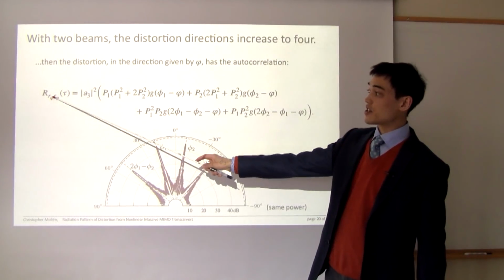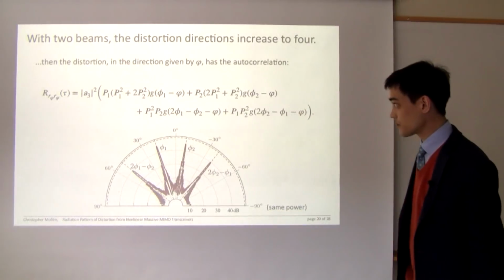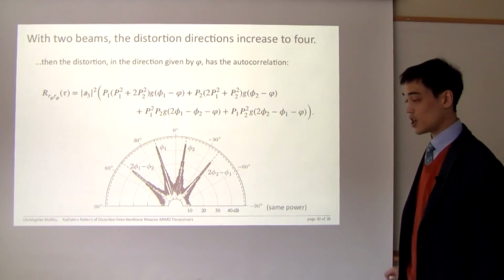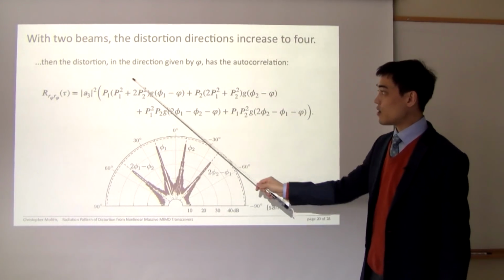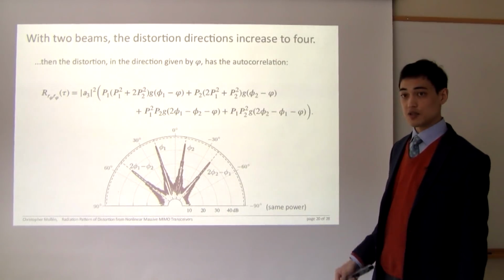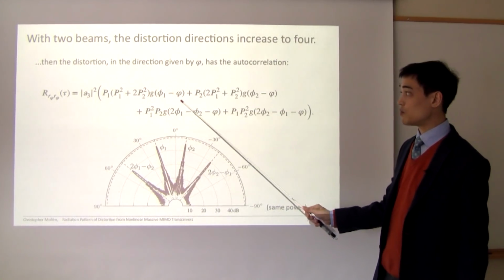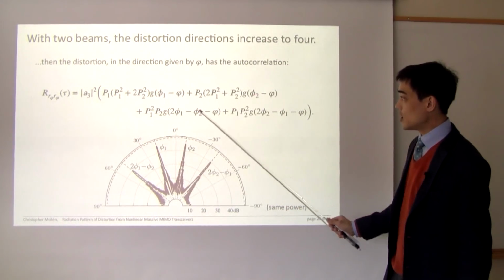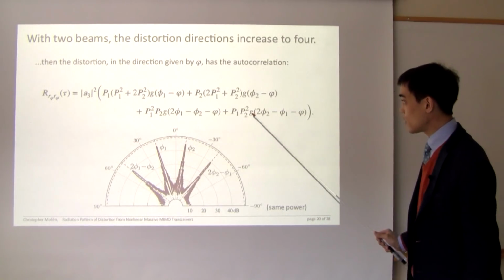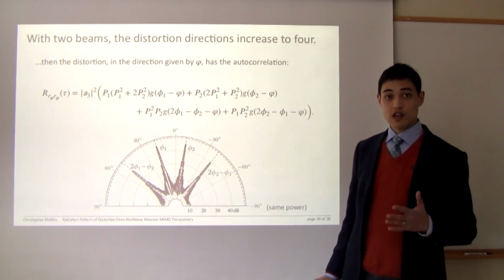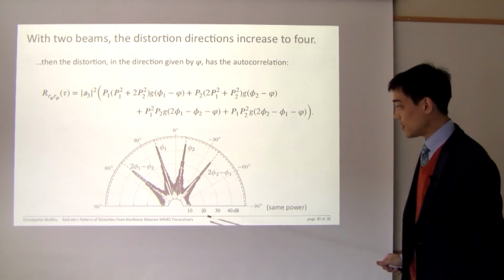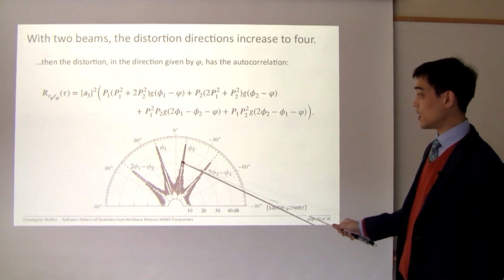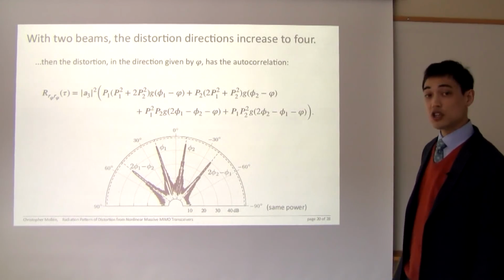The distortion in the direction given by the angle phi. We can see that the distortion consists of 4 different terms. Each term consists of a power scaling and this array gain function. And this array gain function has its maximum when the argument is 0. So in the directions given by phi 1, phi 2, 2 times phi 1 minus phi 2, and 2 times phi 2 minus phi 1, we will have distortion beams. And this can also be seen in this radiation pattern down here, where we have 4 different beams in exactly those directions that I just mentioned.